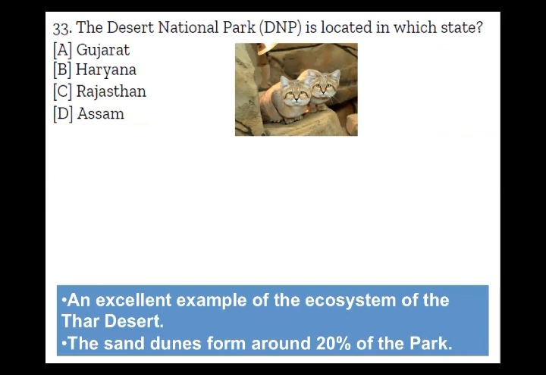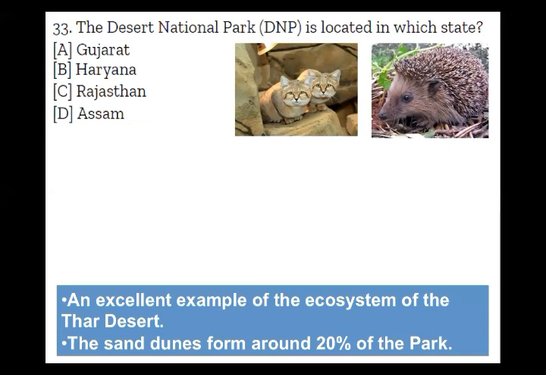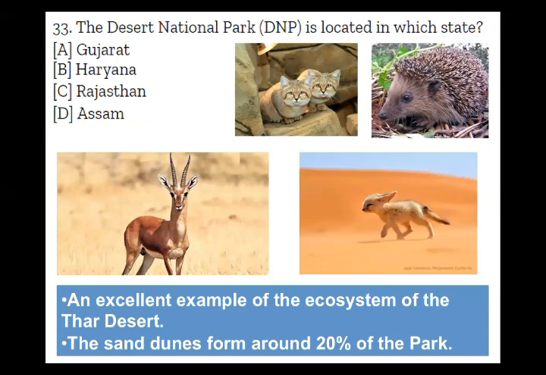also gives shelter to a few very unique, notable species. One is the desert cat. Another one is the Indian pangolin. The next one is the chinkara. Chinkara you will find in most of the Rajasthan region. And another one is the desert fox. So the answer is Rajasthan, and this also exhibits a very good desert ecosystem of India.